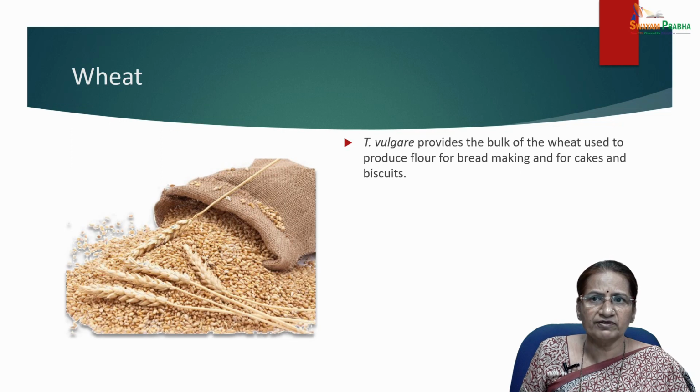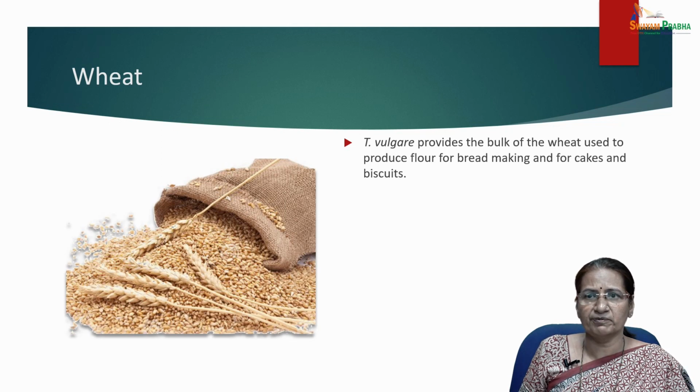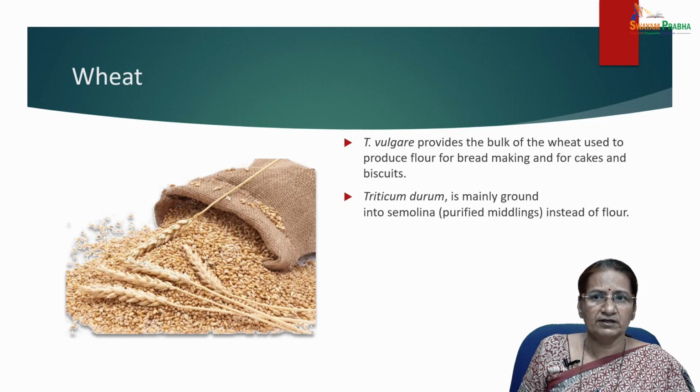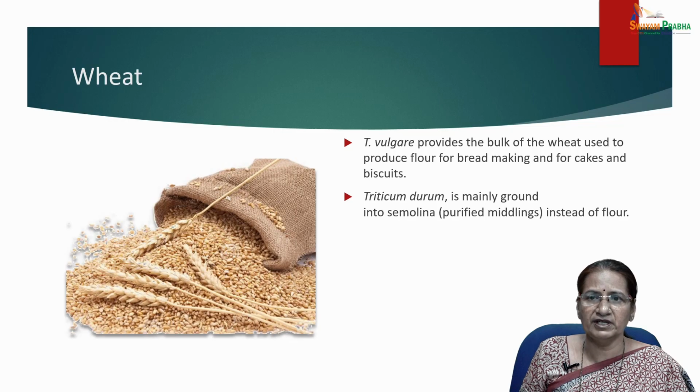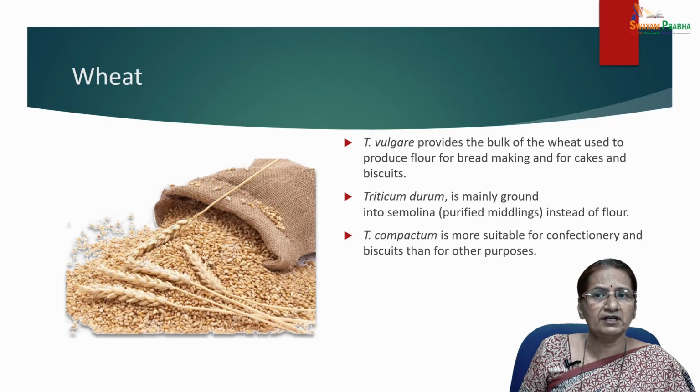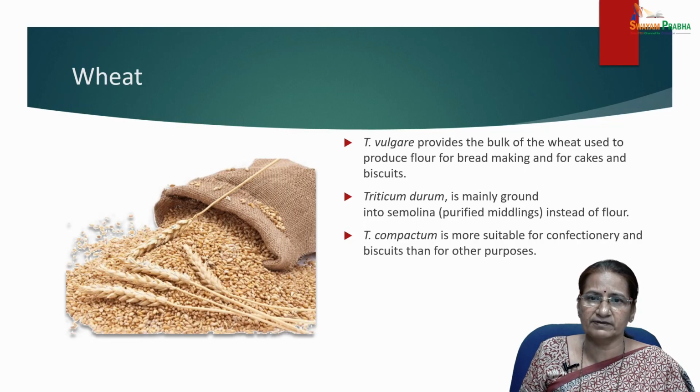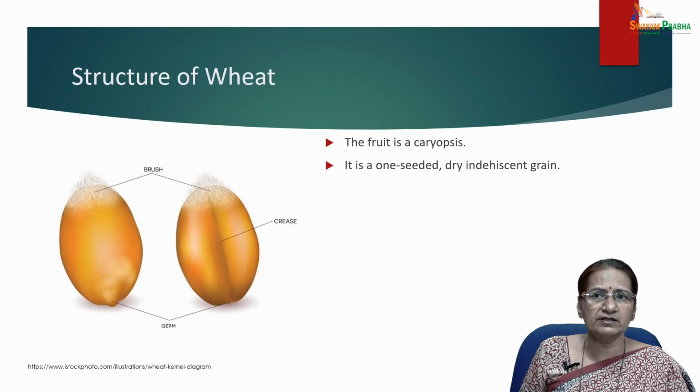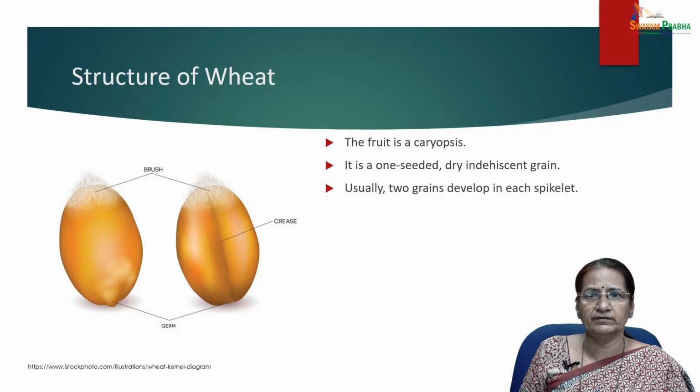Triticum vulgare provides the bulk of the wheat used to produce flour for bread making and for cakes and biscuits. Triticum durum is mainly ground into semolina, that is purified middlings, instead of flour. Triticum compactum is more suitable for confectionery and biscuits than for other purposes. It is a one-seeded, dry, indehiscent grain.